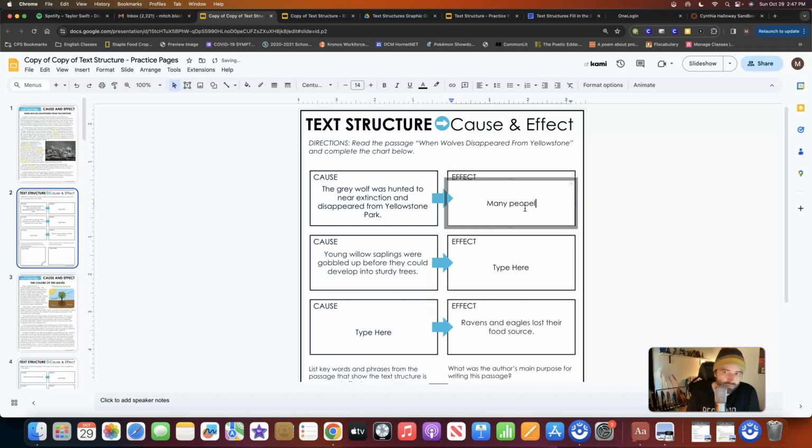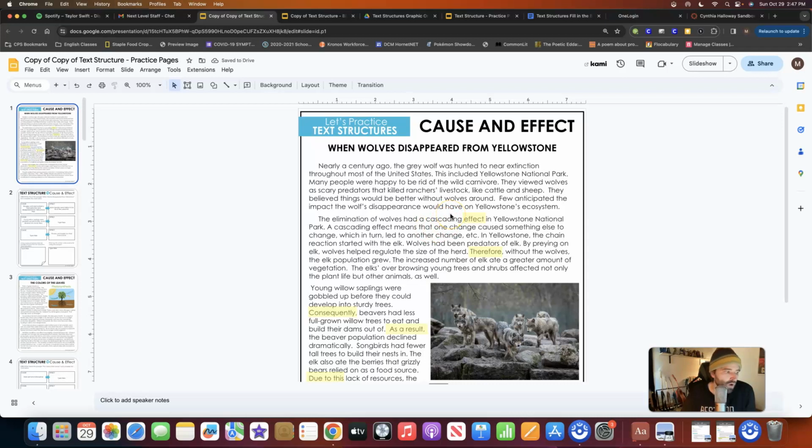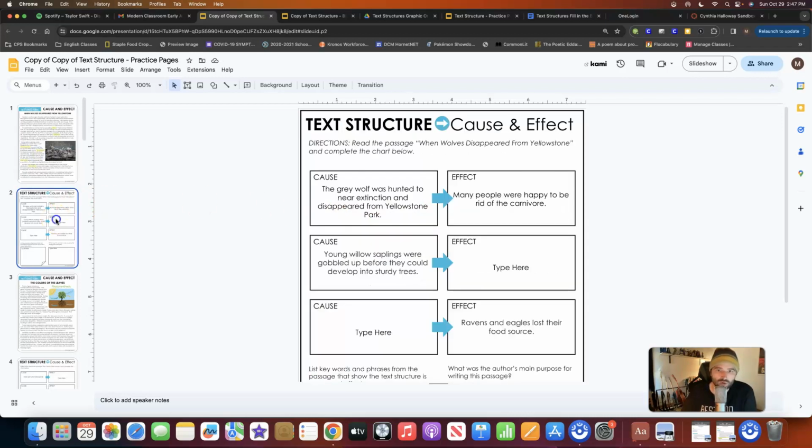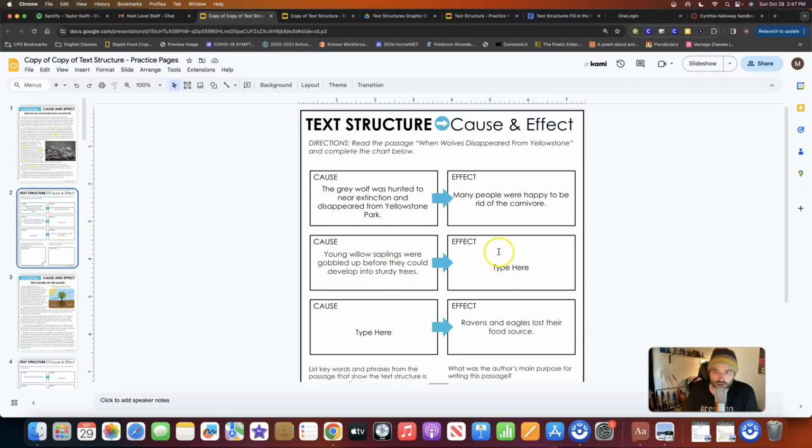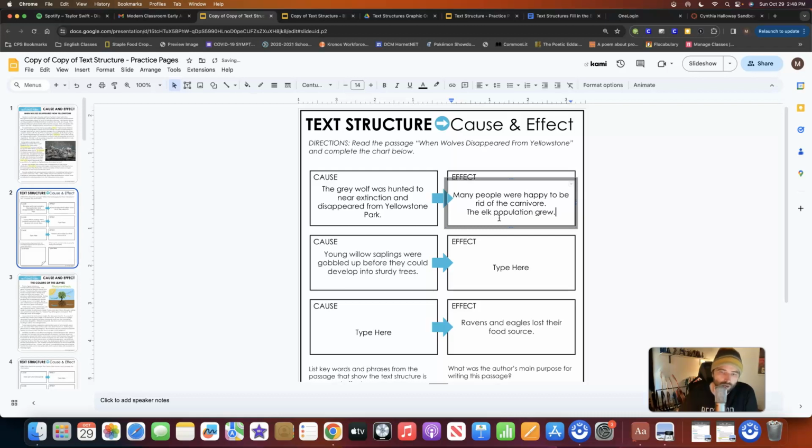Many people were happy to be rid of the carnivore. But then you also had the other one, which we've highlighted right here, which was the elimination, because that's what we're talking about. We're talking about the extinction, the elimination of the wolf, which was that the elk population grew, right? So the elk population grew. Okay, and so because this happened, right, young willow saplings were gobbled up before they could develop into sturdy trees.